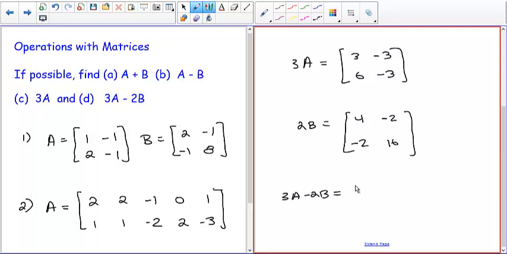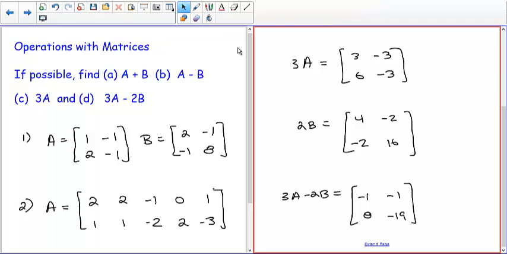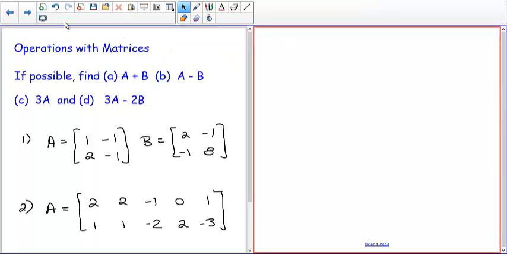So we have 3 minus 4 is negative 1. Negative 3 minus a negative 2 is negative 3 plus 2, which is negative 1. 6 minus negative 2 is the same as 6 plus 2, which is 8. And negative 3 minus 16, which is negative 19. Okay, so that's problem number 1.